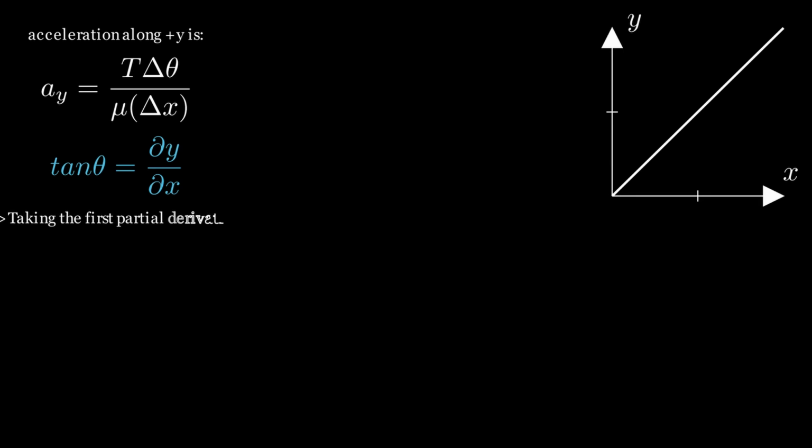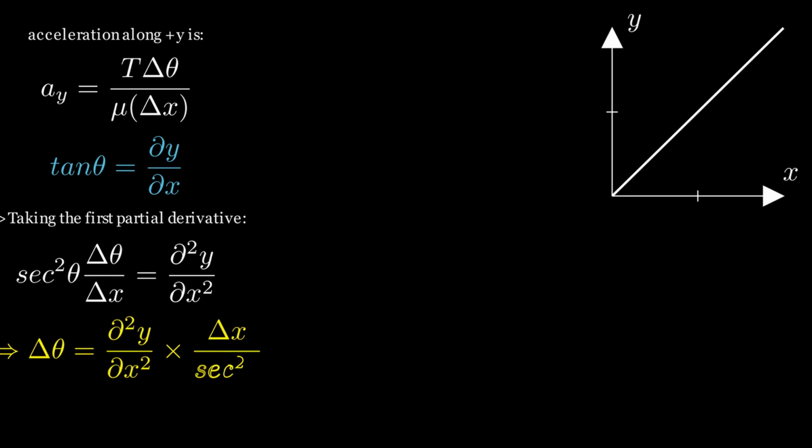Taking the first derivative of the tangent relation, we see that the square of the secant times delta theta divided by delta x is equal to the second partial derivative of y with respect to x. On shifting the quantities delta x and secant squared theta over to the right hand side, we get that delta theta is equal to the second partial derivative of y with respect to x times delta x divided by secant squared theta. Now I want to emphasize the fact that theta is a small quantity in our calculation.